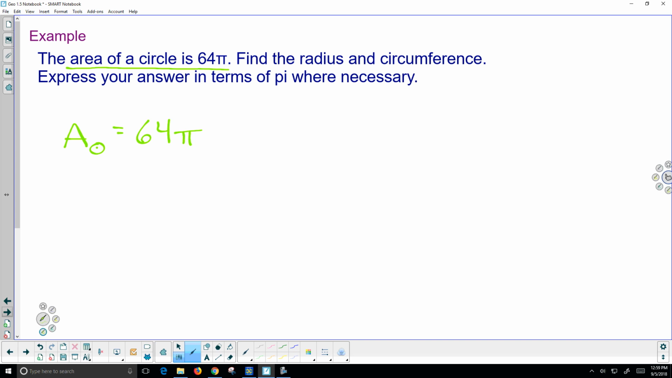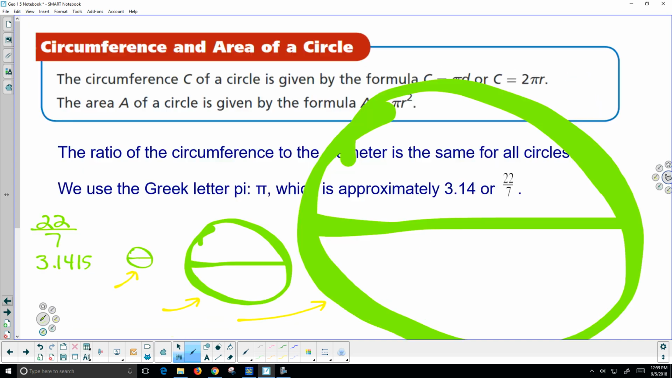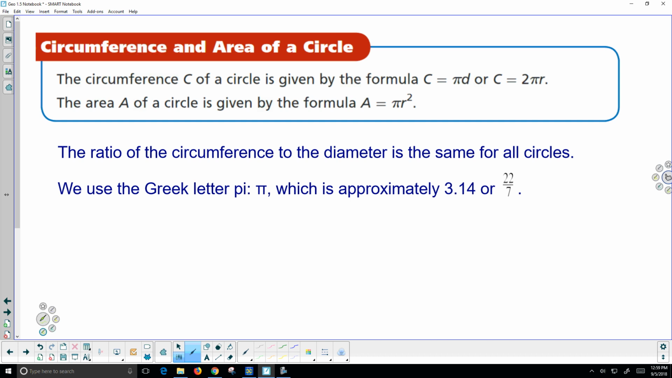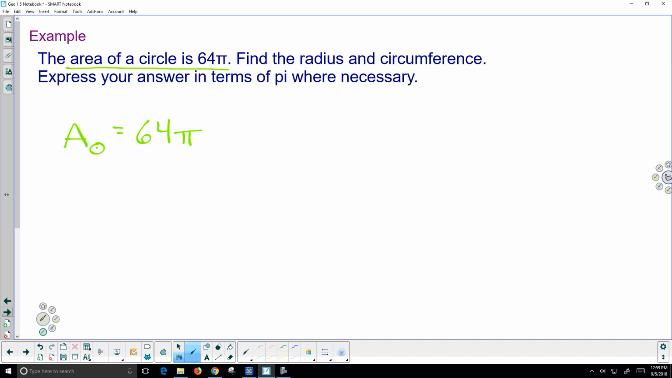We already know what the area of a circle is. On this slide, it says the area of a circle is equal to pi r squared. So what I'm going to do is take out the a and put in pi r squared. So I'm going to take out this a, and in its place, I'm going to put pi r squared. And then I'm just going to bring down what's on the other side of the equal sign.